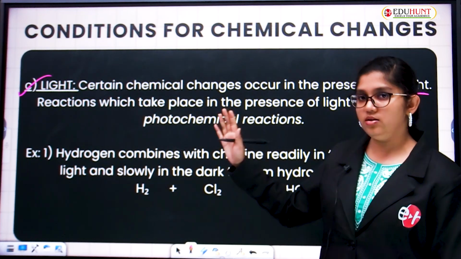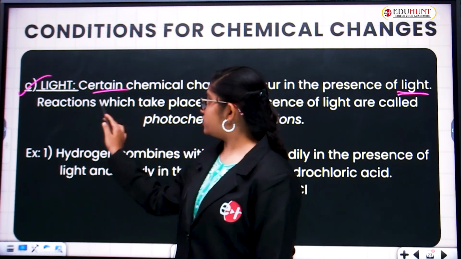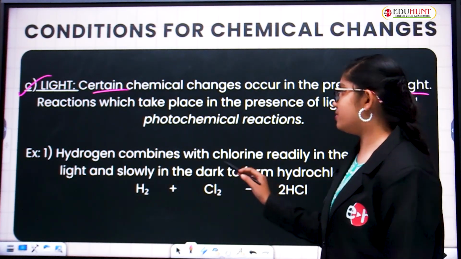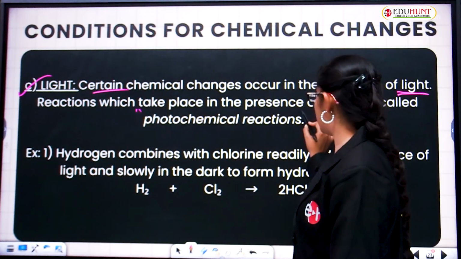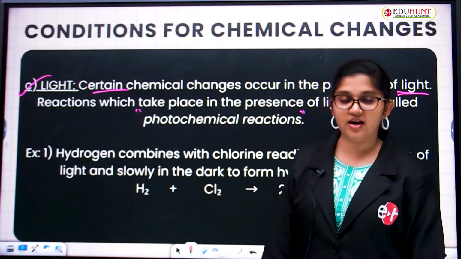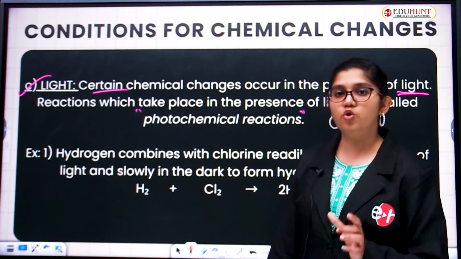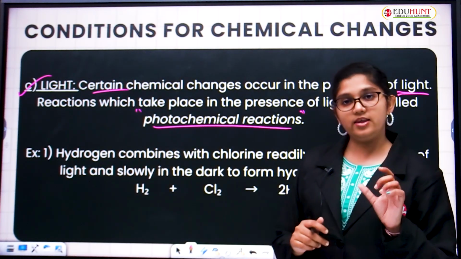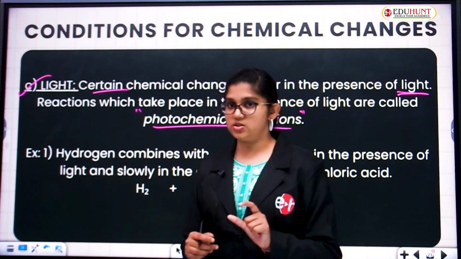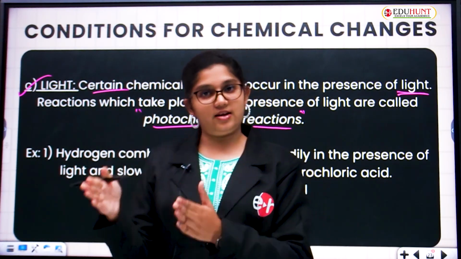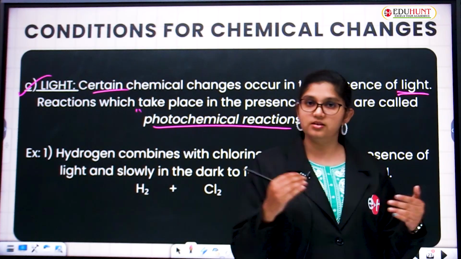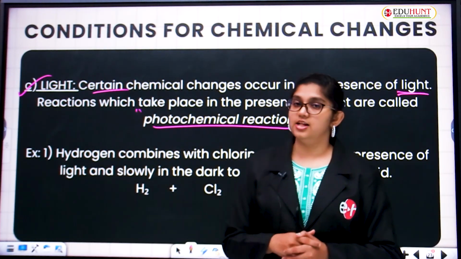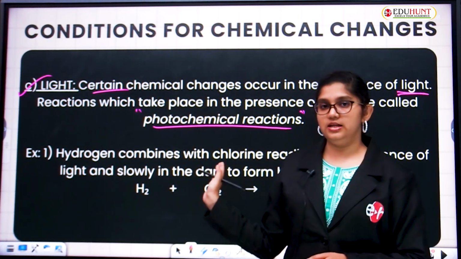Certain, not all, certain. Reactions which take place in the presence of light are called photochemical reactions. So light presence lo occur ayye chemical reactions anni kuda we have a name, that is photochemical reactions. Note the point, children. Okay, so ఏదైతే chemical reactions light ని use చేసుకొని reaction జరుగుతాయో, అంటే reactants నుంచి products కి వెళ్ళే ఆ ఒక జర్నీలో if they intake light energy, okay, దాన్ని మనము photochemical reactions అంటాం.